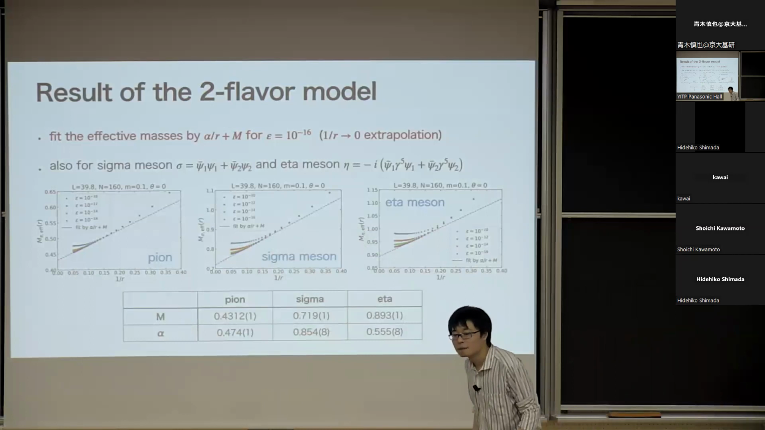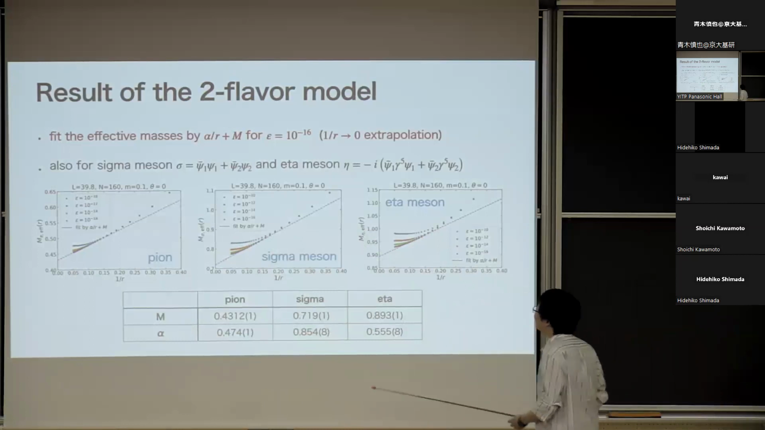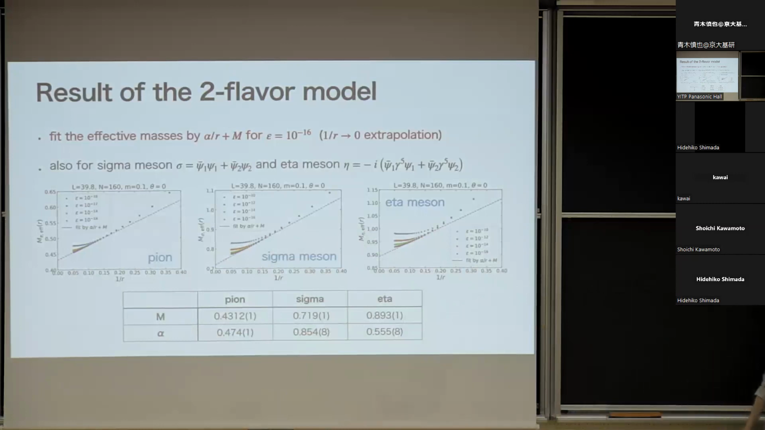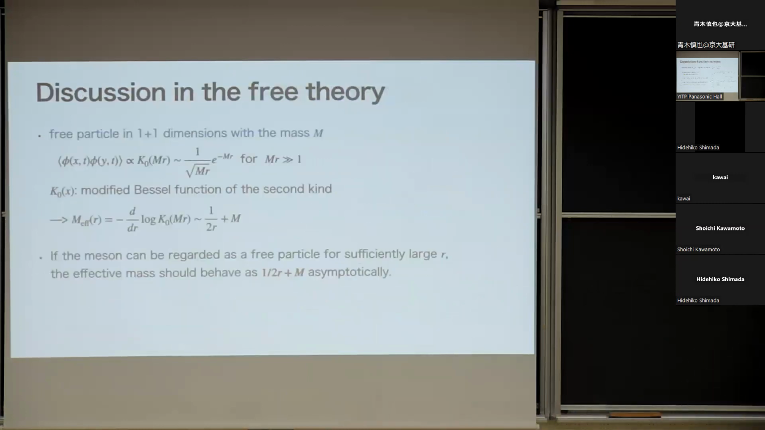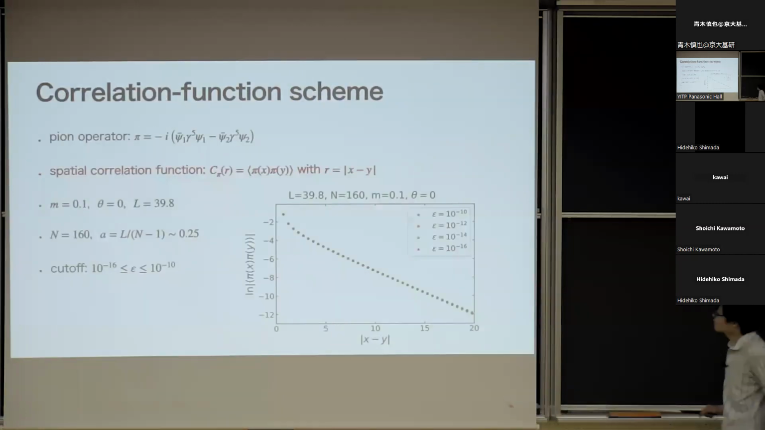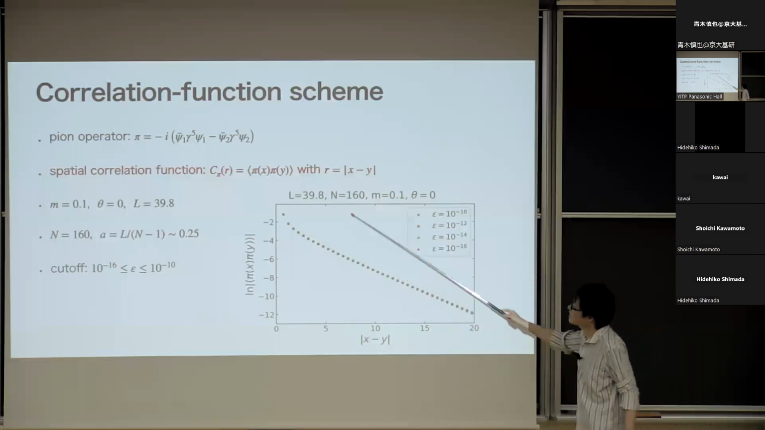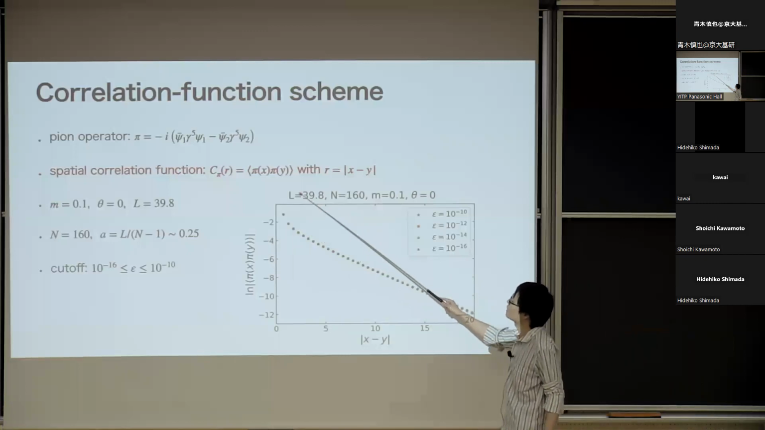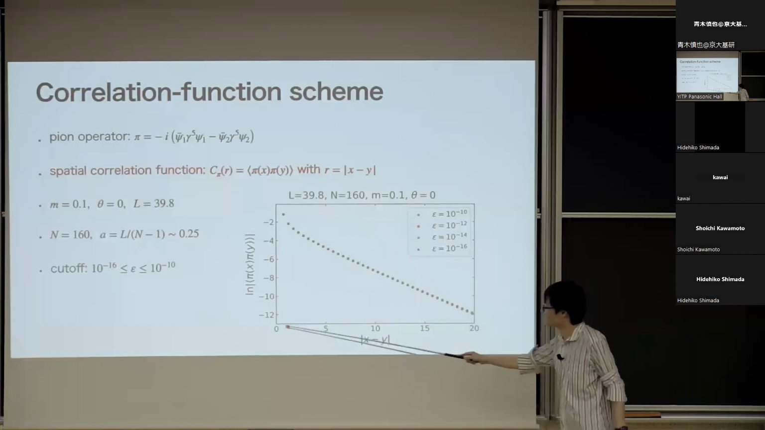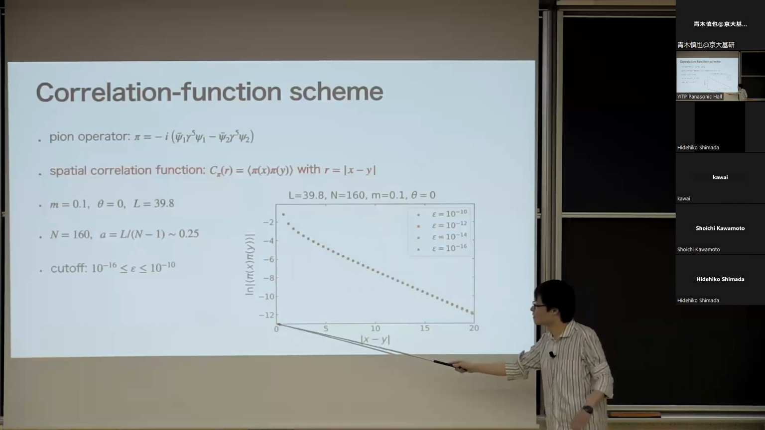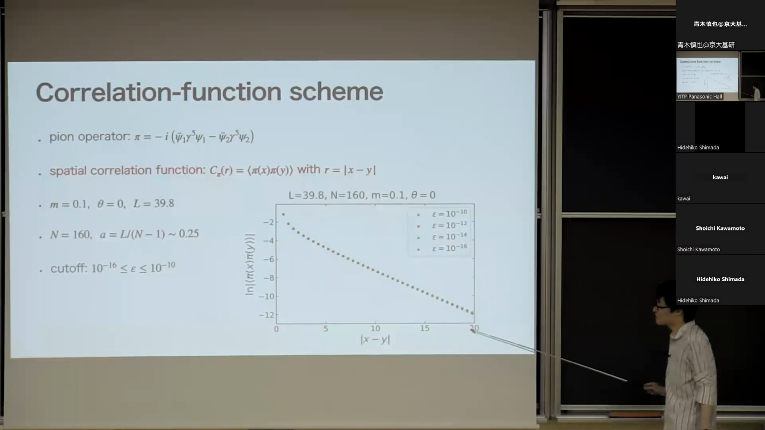How about the finite size effects? Finite system size effect. Yes, right. Thank you. So in this plot is a log of correlation function. The lattice size is almost 40. This plot is just from the left boundary to the middle, the center of the lattice.